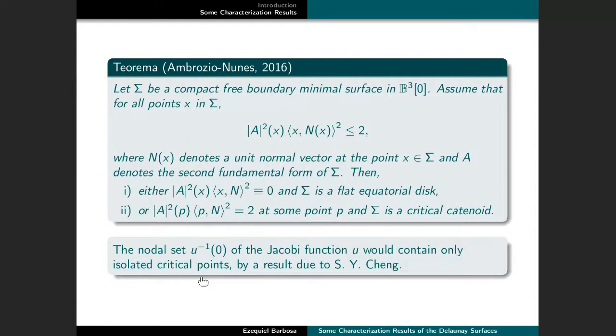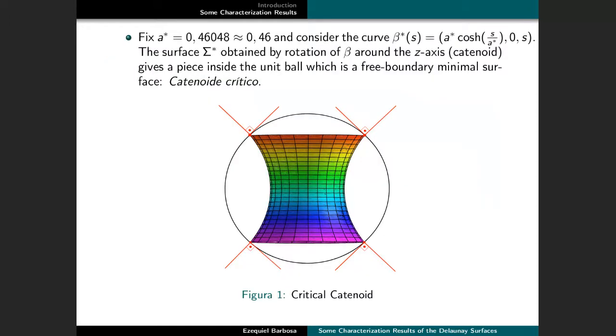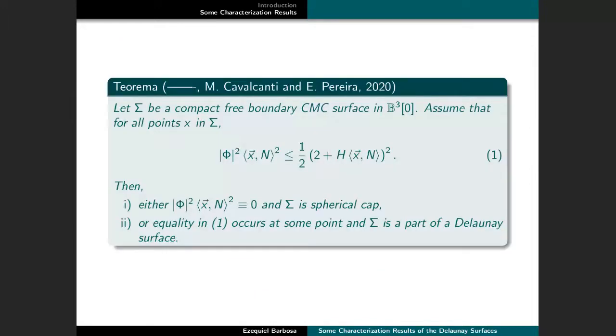And then the surface is a rotational surface. And then you can obtain this is the critical catenoid, right? It's the critical catenoid. A piece of a catenoid inside a ball meeting the boundary in an orthogonal way. And if you consider the situation for the CMC surface inside the ball, free boundary condition, and this quadratic decay of curvature condition here, we can do the same. We prove that the surface should be a spherical cap or a piece of a Delaunay surface.